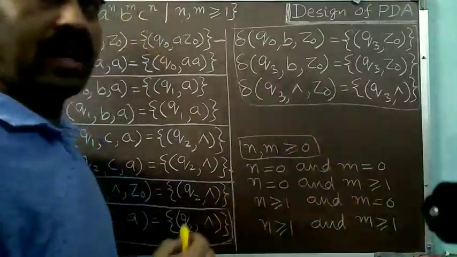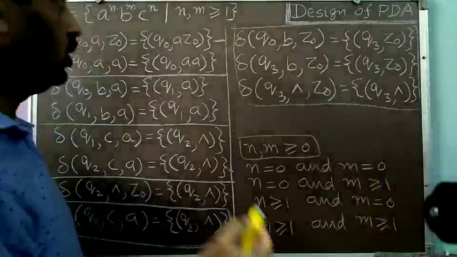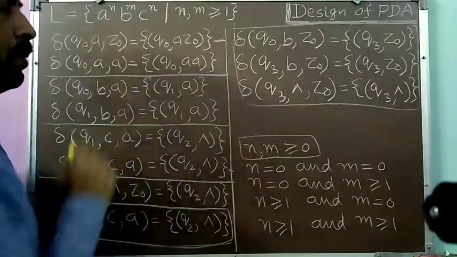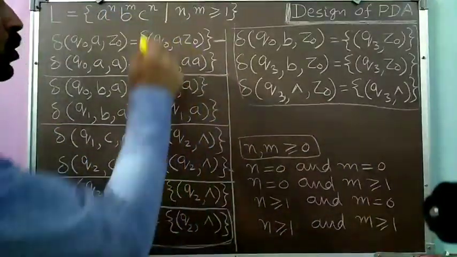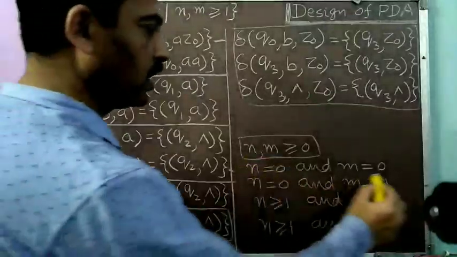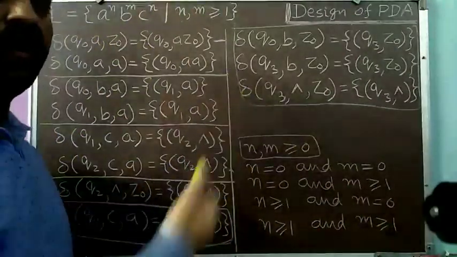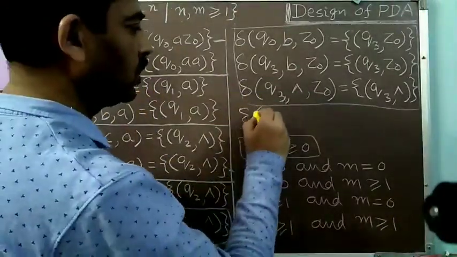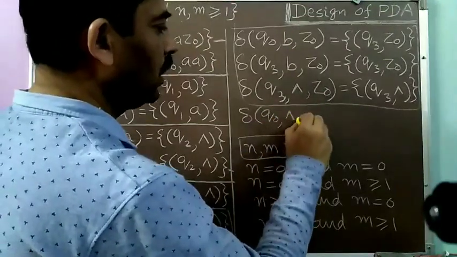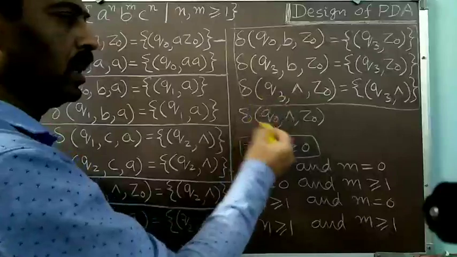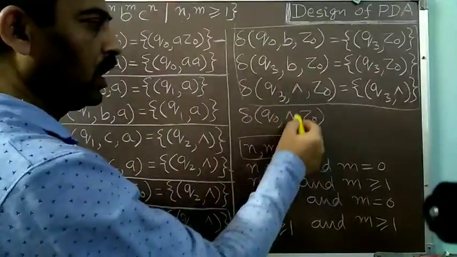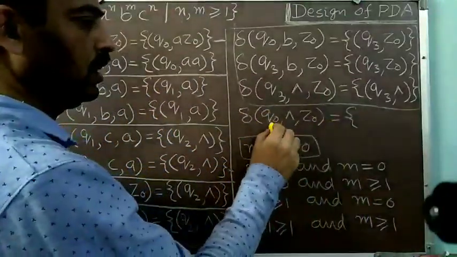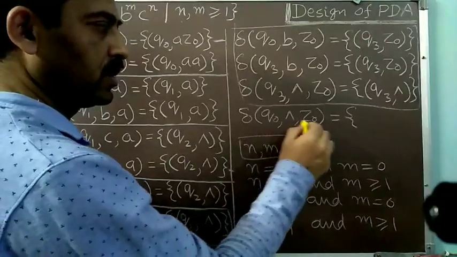When both n and m are 0, it simply means that neither a and c are present because n is 0, nor b is present because m is also equal to 0. So there is only one string which will be generated through this situation, that is the null string. So we have to add a transition for including the null string into the language. That transition will be delta q0, null, z0, because our string is already null, so we cannot take anything from the string. So we have to take this null move.